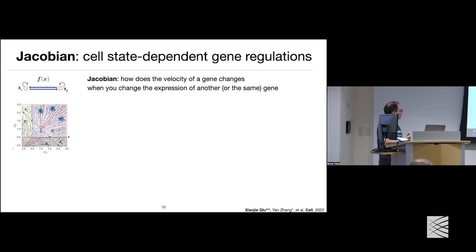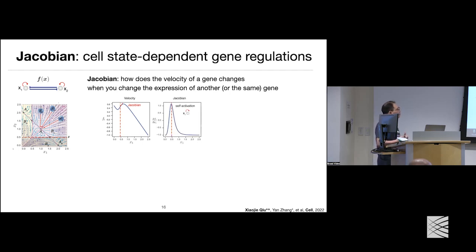And here, let's focus on this specific domain where X1 is increasing, but X2 is fixed at around 0.5. Then we can first plot the velocity of X1, or F1, as a function of X1, and we get this kind of curve. And then we can calculate the gradient with respect to X1, which essentially gives you the Jacobian, in this particular case partial F1 over partial X1, meaning if you increase the expression of X1, what will be the change of the velocity? And you can see immediately there is a strong positive peak when X1 is around 2.5. This indicates accurately the self-activation of X1.